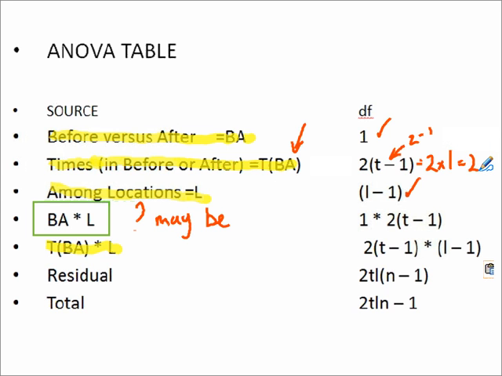The interaction degrees of freedom are just calculated by multiplying the appropriate terms together. So before after by locations should be that by that, which is not that. So, sorry, mistake there. That one is correct. And these down here are calculated from total numbers of replicates.